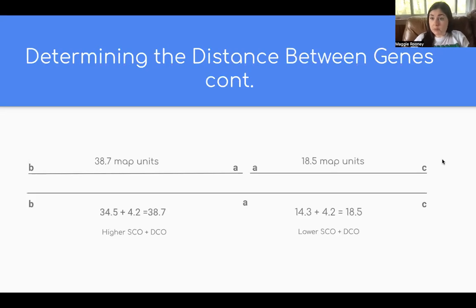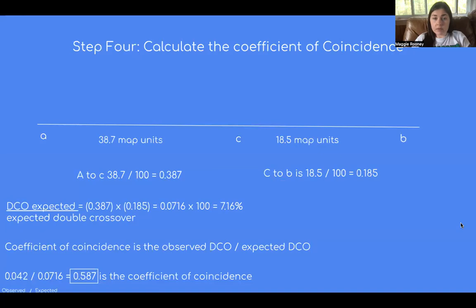Now, determining the distance between the genes. To get this number up here of the number of map units, we are going to add the higher of the single crossover plus the double crossover to get 38.7 map units. For the distance between A to C, we are going to have 14.3 plus 4.2, which is our lower single crossover, plus our double crossover to get us 18.5, which again, we plug over here to 18.5 map units.